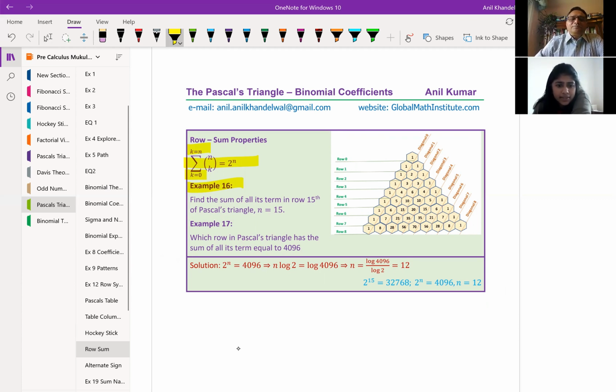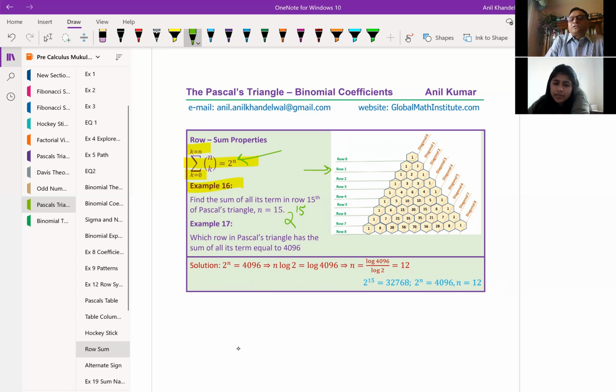Okay, so find the sum of all its terms in row 15 of Pascal's triangle. N equals 15. What is the answer? So in Pascal's triangle, yes, it would be 1 less? No. 1 more? Same. So let's be very clear. Find the sum of all the terms in the 15th row of Pascal's triangle where n equals 15. I'm also writing n equals 15 for you. So the nth row in Pascal's triangle has sum 2 to the power of n. You get the idea?